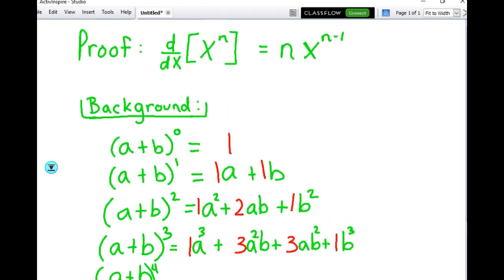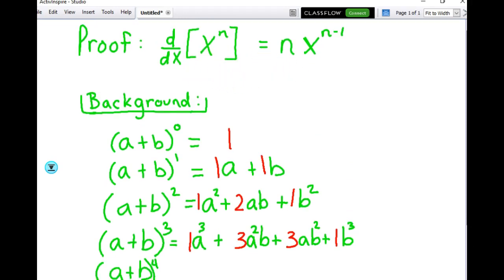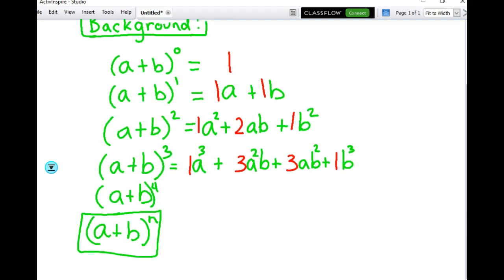Remember, our goal is to do this, right? But I have to give you this background before you guys will be able to do it, and you'll see why once we start the proof. Okay, some of you might have seen this stuff in your pre-cal class, some of you might not have. But here's what I'm going to do. I'm going to go ahead and erase all the green stuff right now.